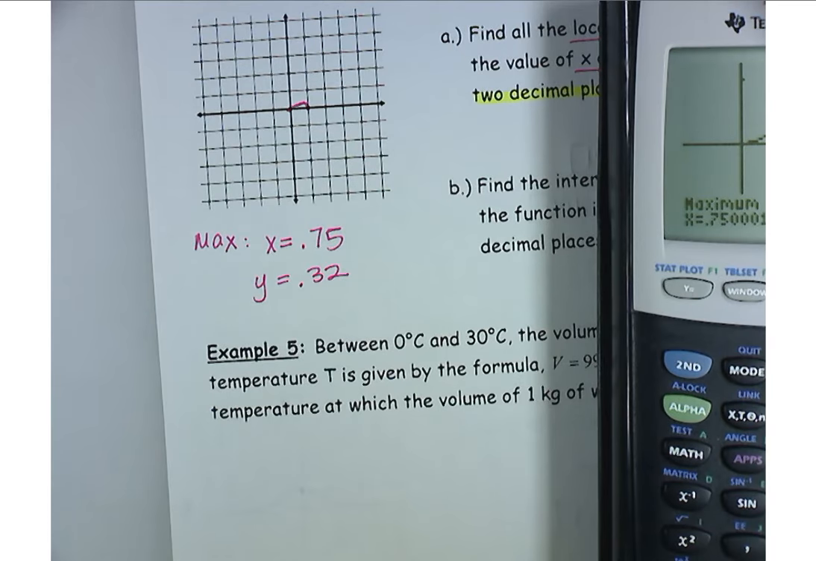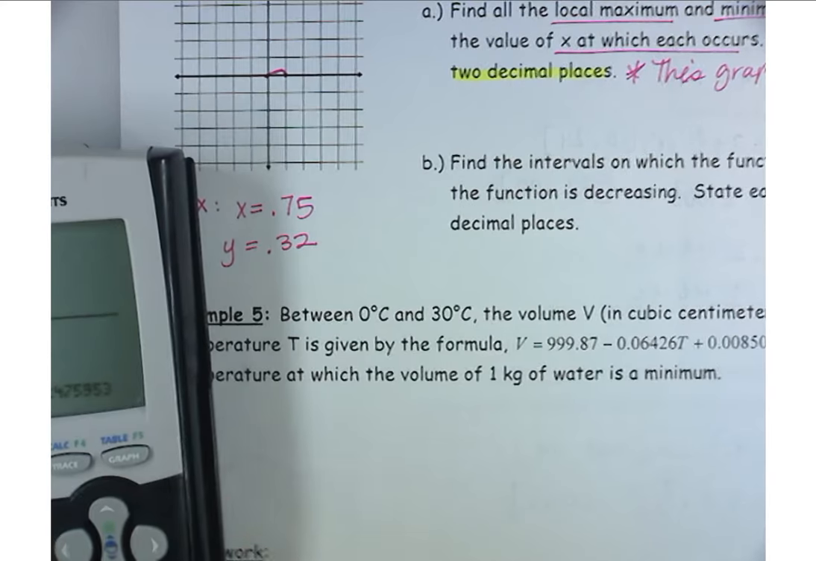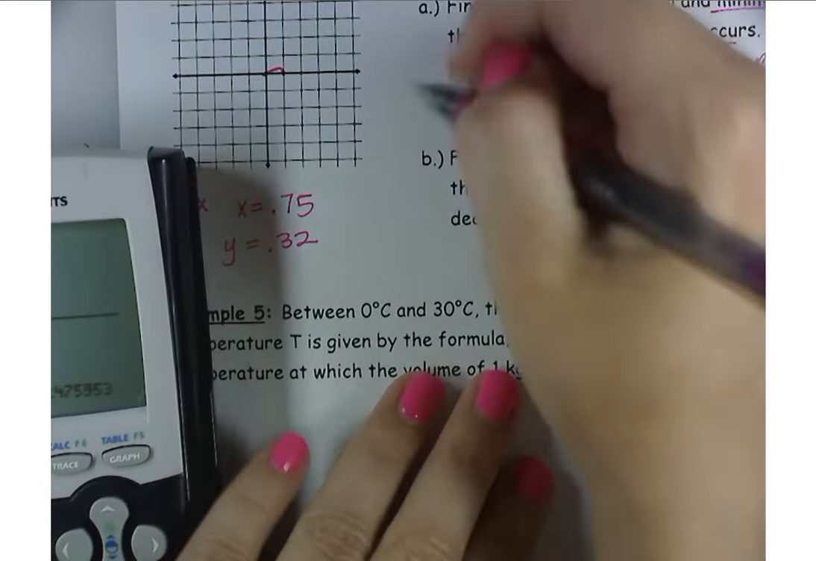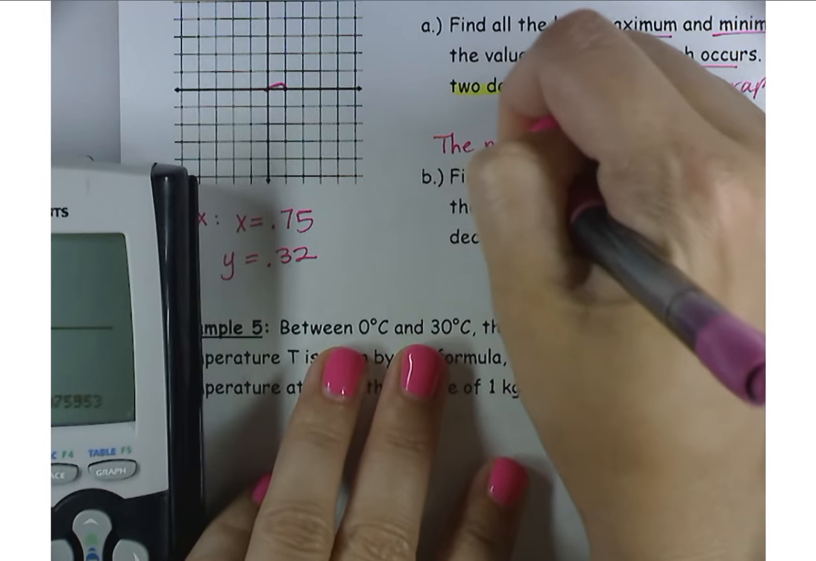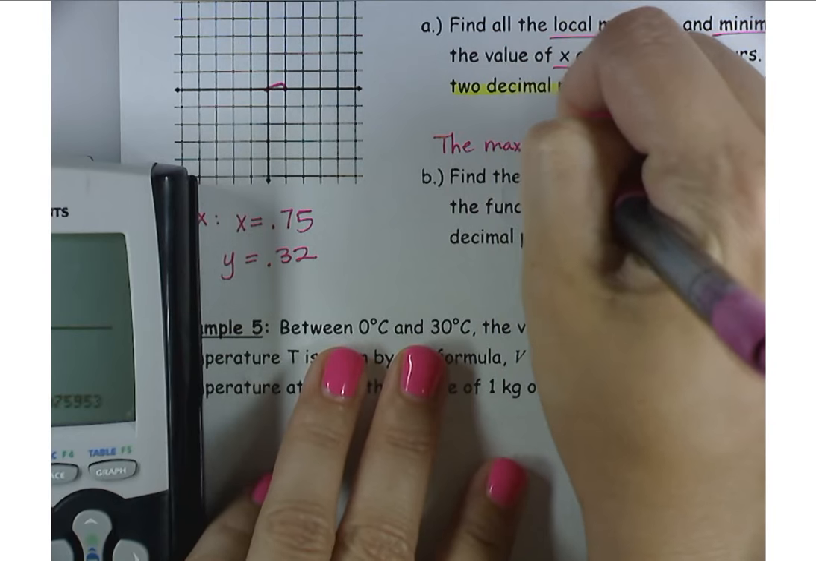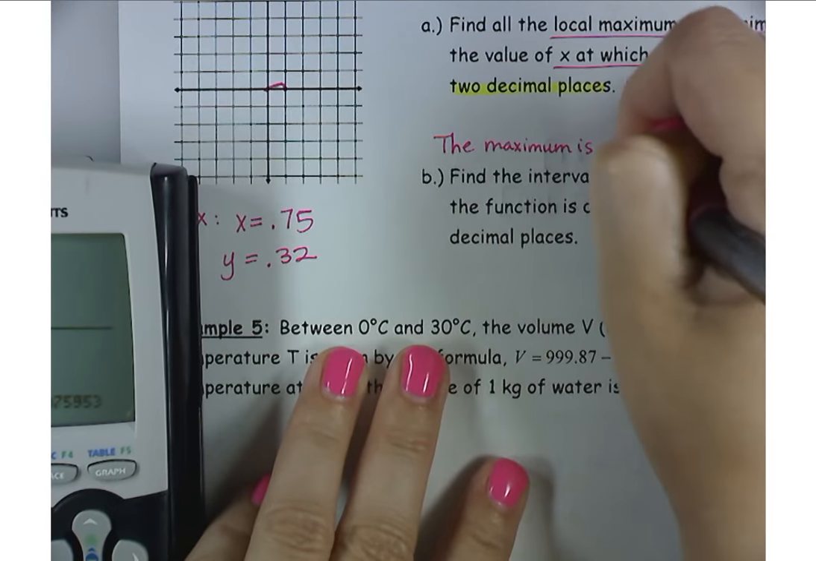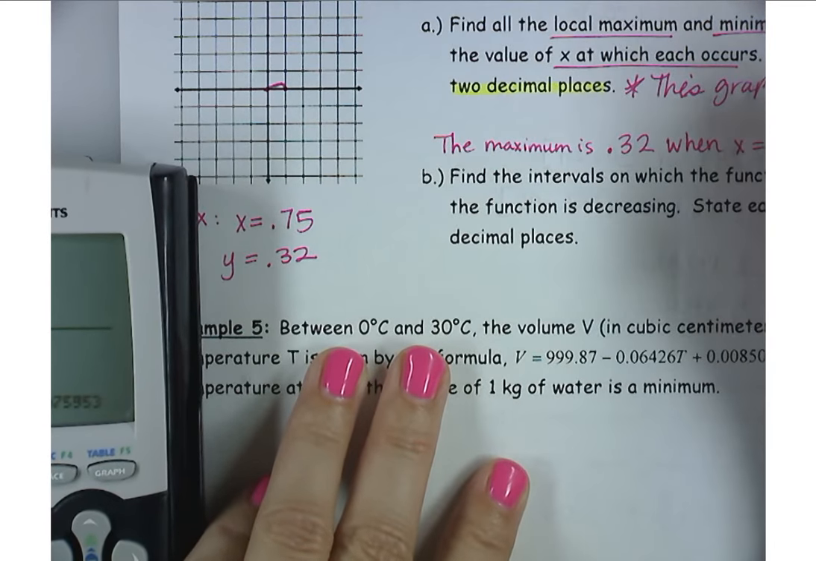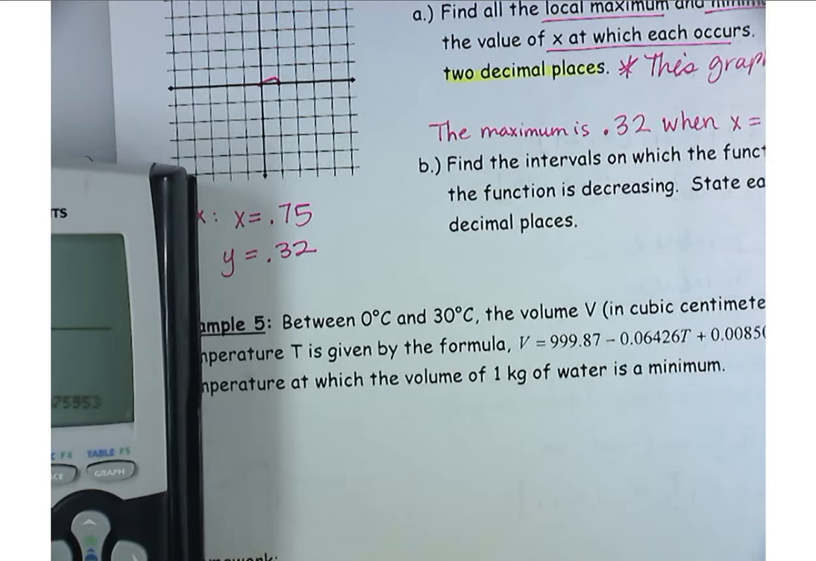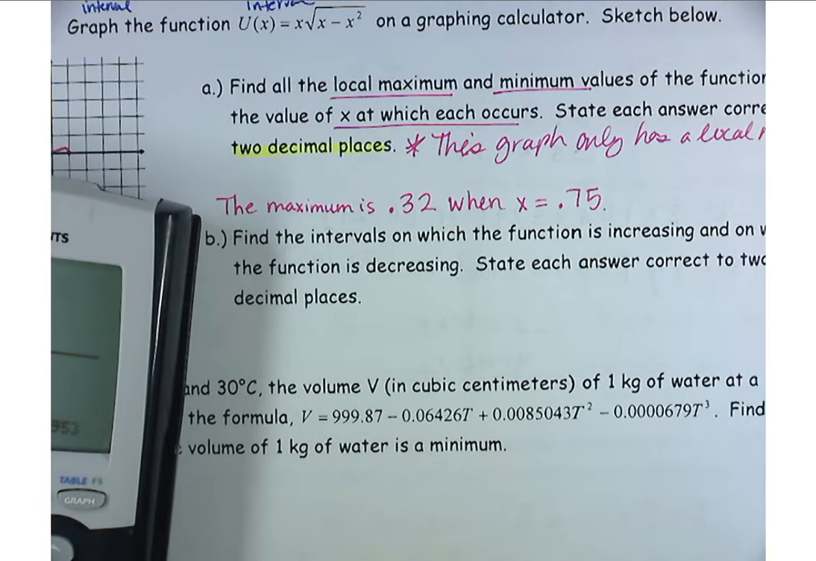It's the y. Okay, so when you're writing your maximum, what you're going to say is the maximum is 0.32 when x equals 0.75. Okay, so this is a different way than you've probably written it before. The maximum is 0.32 when x is 0.75.